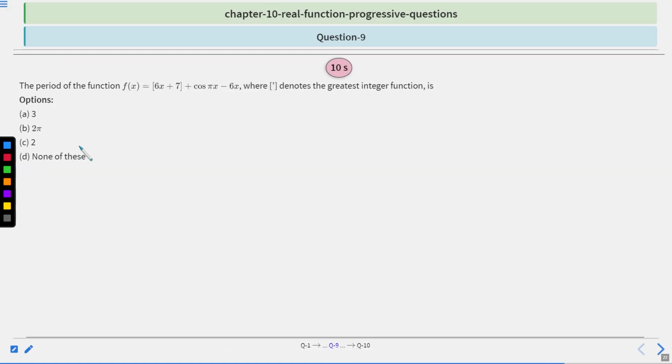Let's move to the next question, question number 9, which says, the period of the function f(x) equal to the greatest integer function of 6x plus 7 plus cos pi x minus 6x, where this denotes the greatest integer function, is. We have 10 seconds to solve this question. After 10 seconds, we will discuss the solution.